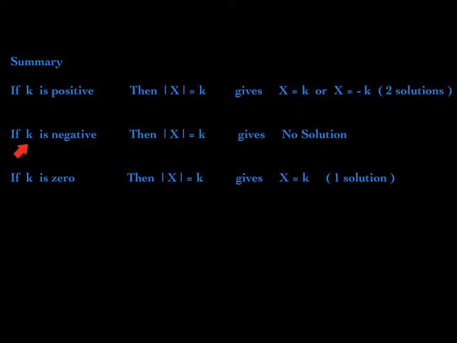If k is negative, then the absolute value equation doesn't have any solutions, right? It's no solution. Because if this number is negative, the absolute value of any expression cannot be negative. If k is 0, well, then this absolute value equation only has one solution, okay? So you set that equation equal to 0, and then you solve. All right, so either your absolute value equation has two solutions, one solution, or no solution.